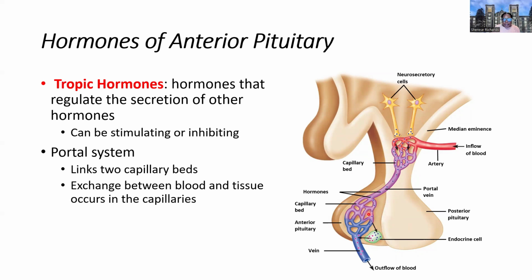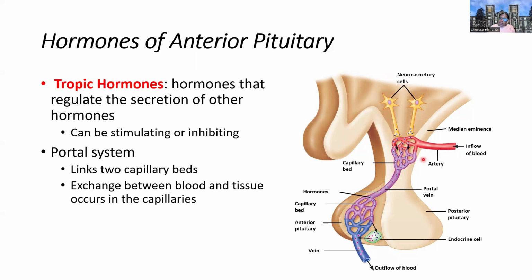Now, this is going to be described as a portal system. And a portal system means that capillary beds pass through two different tissues before going back to the veins and back to the heart. So blood that arrives here at the median eminence of the hypothalamus is going to undergo exchange. This is why it goes from being bright red to purple. It undergoes exchange of oxygen, of nutrients, along with picking up the hormones from the hypothalamus.